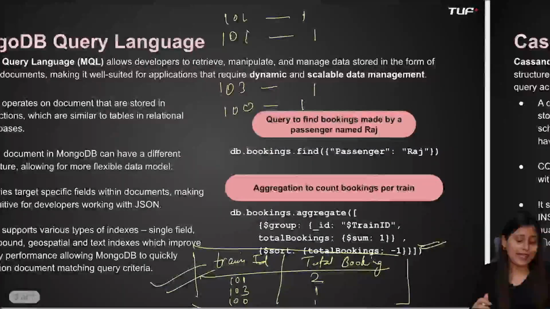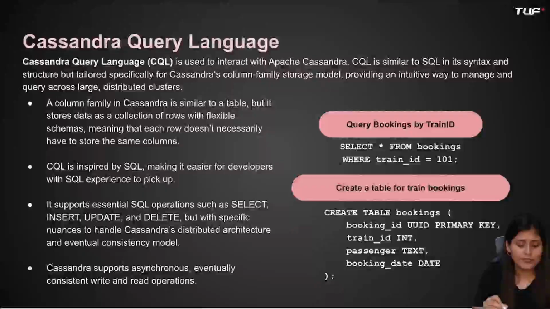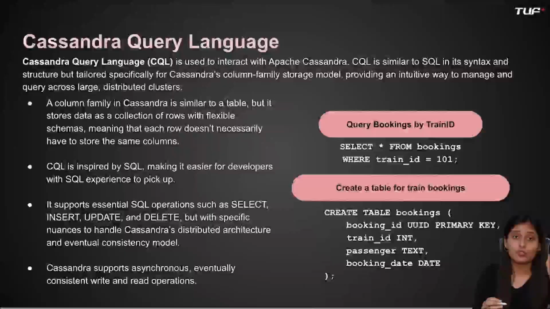Okay. Next is Cassandra Query Language. It is used to interact with Apache Cassandra, and it is very similar to SQL in syntax. The only difference is the structure, because in SQL every row should have the same number of columns, but Cassandra, which is a wide column family store, does not force that. For every row the number of columns might differ, and we save the data column family wise.